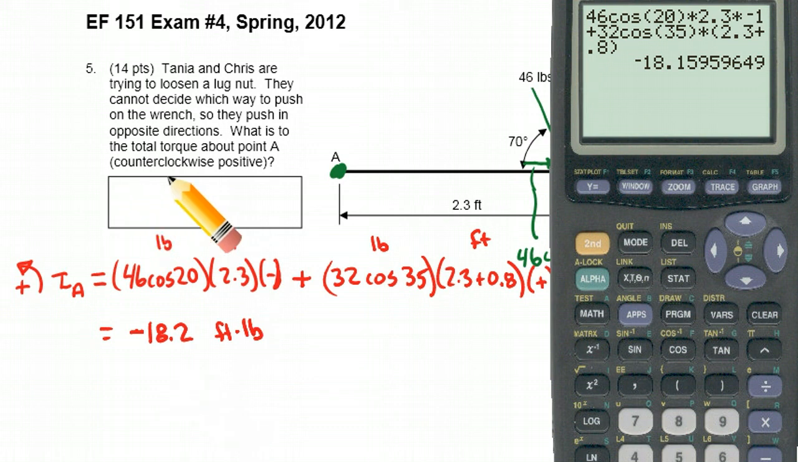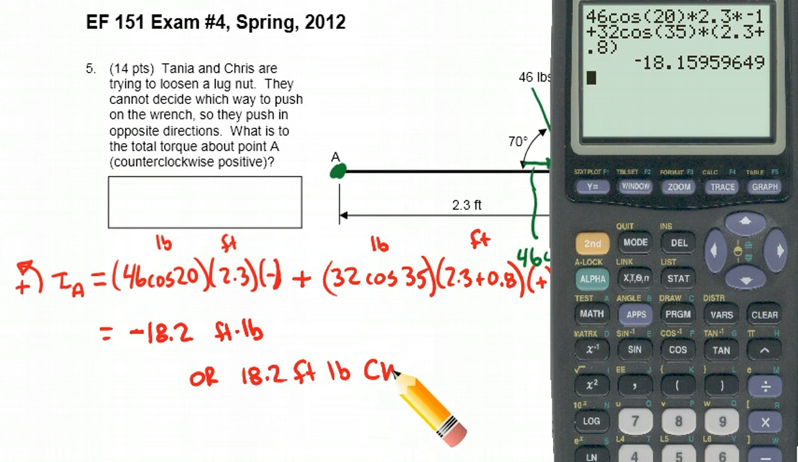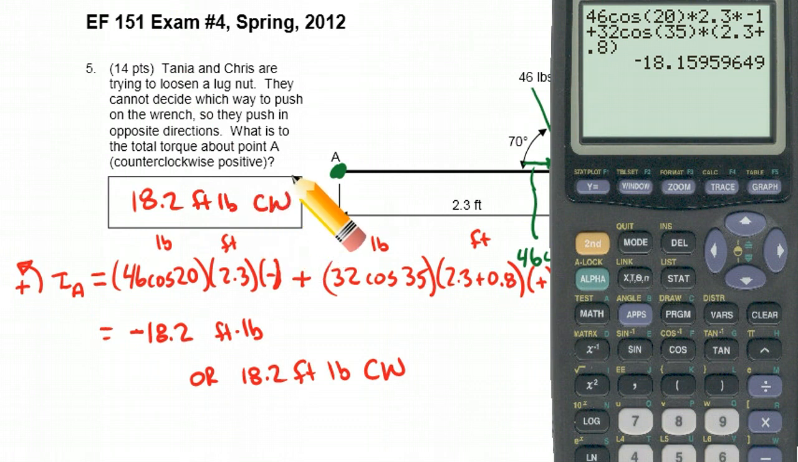Okay, since this is referencing this one, we could either write it as that or write it as a positive 18.2 foot-pounds clockwise. So that's how I'll write my answer. Foot-pounds. You do need to indicate direction, either plus or minus if you've given some reference, or clockwise or counterclockwise for two-dimensional torques.